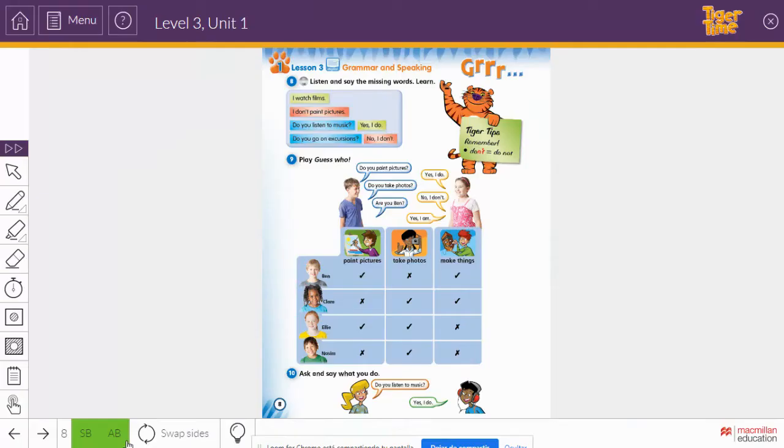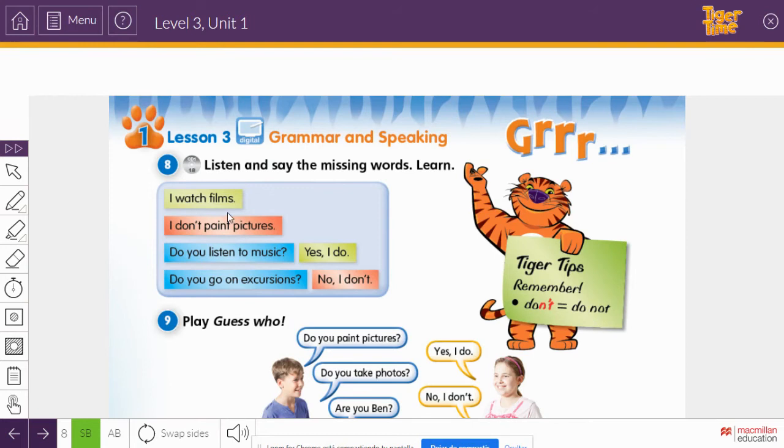Here we have, on page number 8, the grammar and speaking. Here we have two answers with two questions and short answers, okay? Number one says, I watch films. Number two, I don't paint pictures. Question number one, do you listen to music? The answer is yes, I do.